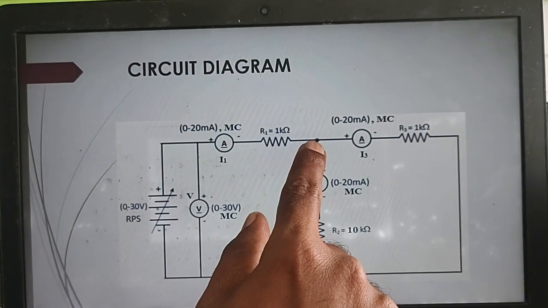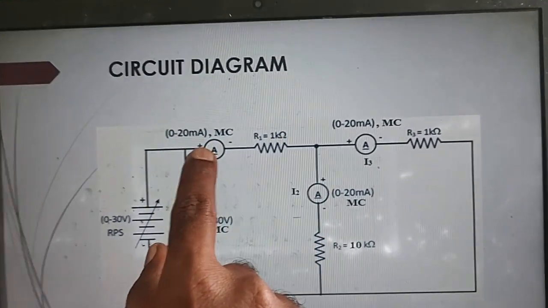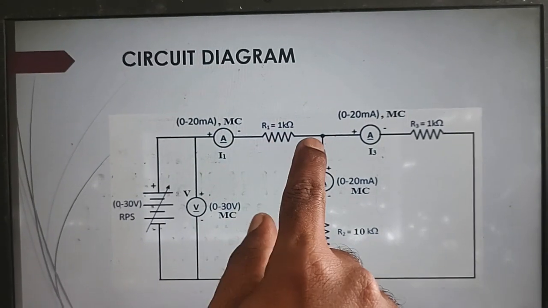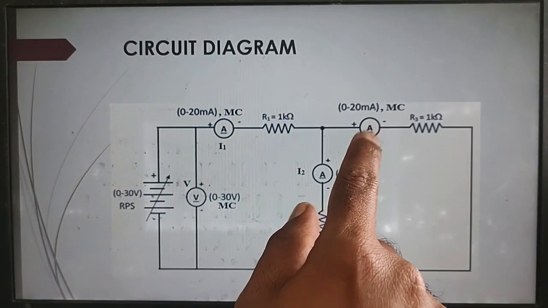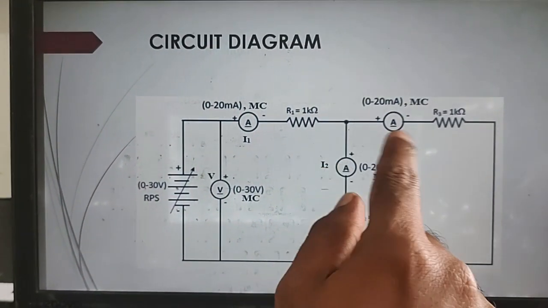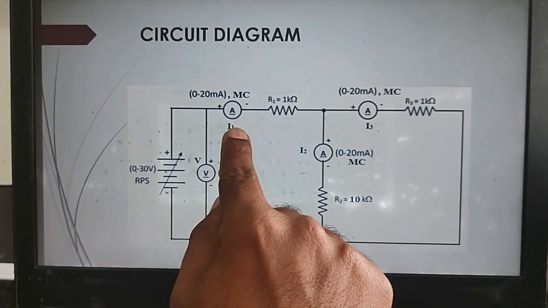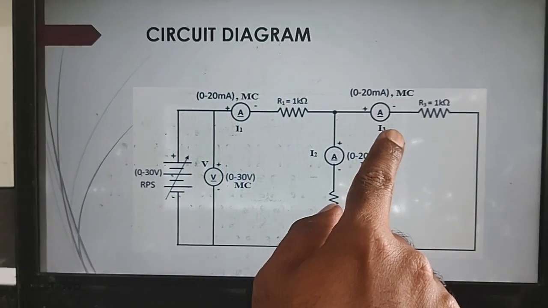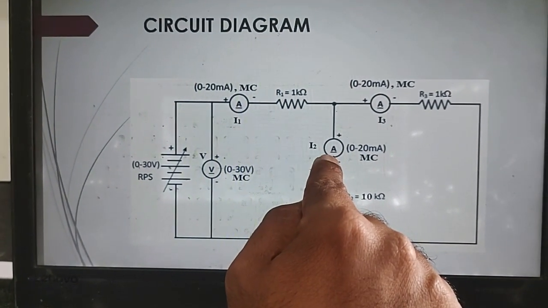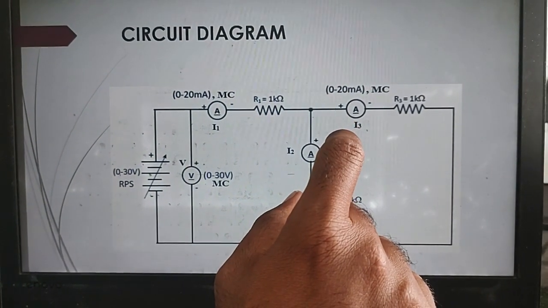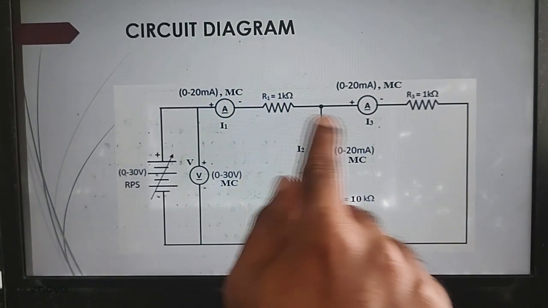Here, take this junction. The input current comes through the 1 kilo ohm resistor. That away from the junction is I2 and I3. So, according to Kirchhoff current law, I1 equals I3 plus I2. These are the things we are going to verify by using Kirchhoff current law.